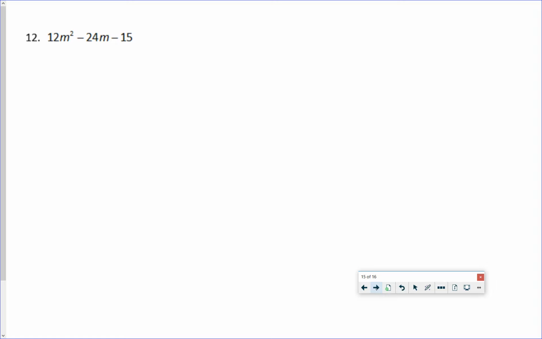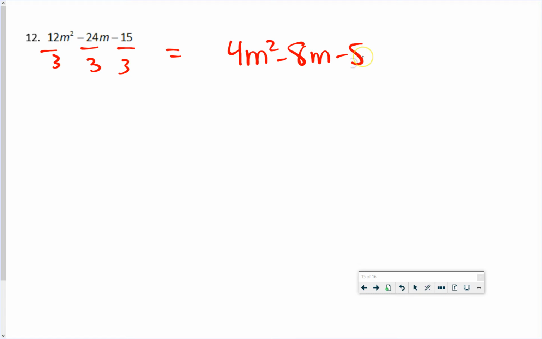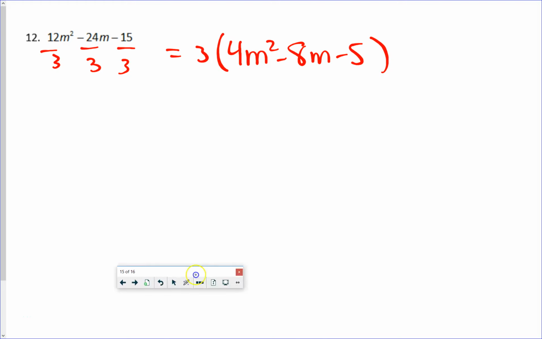Starting off the problem, y'all say it with me. Starting off the problem, they divided each piece by 3. Okay? So that does give us 4m squared minus 8m minus 5. Okay? I told the person, do not forget to keep your 3 out front. Do not forget it. All right? Always keep your 3 out front. Okay? They passed the marker.